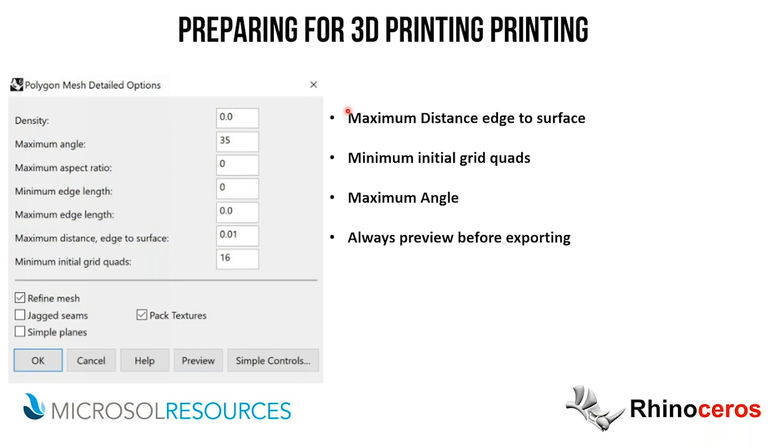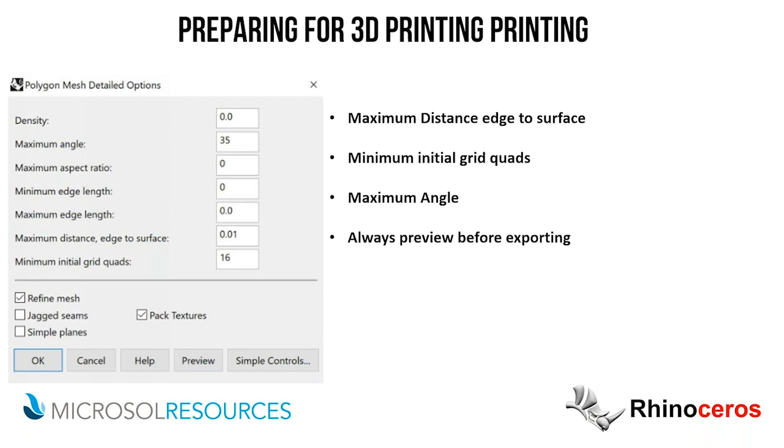So the most important parameter of this menu is the maximum distance edge to surface. And what this does is it forces Rhino to create a mesh that is no further away from the surface than the specified value in current file units. So if you're working in millimeters, this is going to be in millimeters. Keep this in mind if you're working with a structure from Revit, for example.